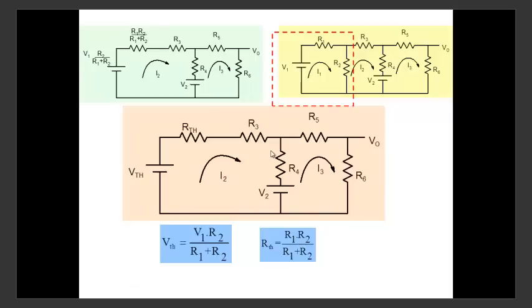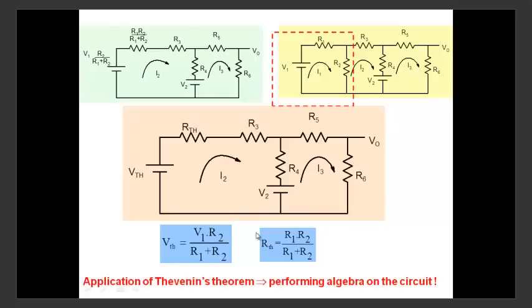When I'm taking a set of equations, performing algebra on them, and eliminating variables, from 3 variables I get 2 variables. This is similar to taking this 3-mesh problem, applying Thevenin's theorem to a part of it, and eventually reducing it to a 2-mesh or 2-variable problem. So what you're doing in terms of algebra has a clear parallel in what you do when applying Thevenin's theorem. Another way to say it is that Thevenin's theorem is like performing algebra on the circuit.